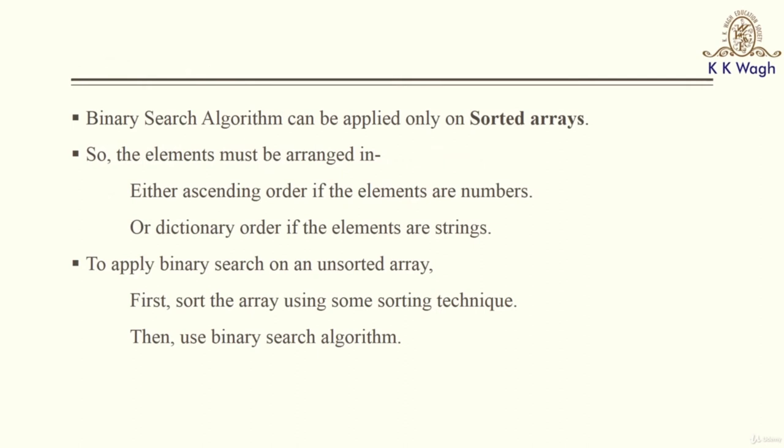This algorithm can be applied on sorted arrays. So the elements must be arranged either in ascending order if the elements are numbers, or dictionary order if the elements are strings. To apply this binary search on an unsorted array, first we have to sort the array using some sorting technique. And then using this binary search algorithm, we can easily search a particular number, a particular data from that array.